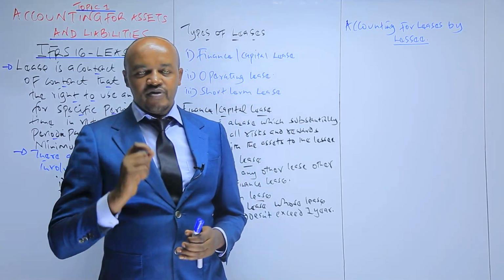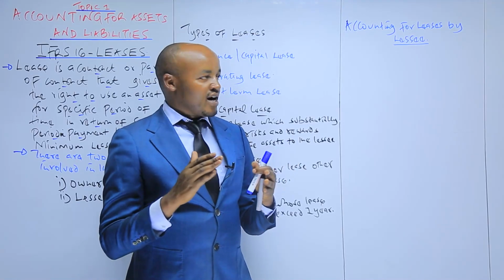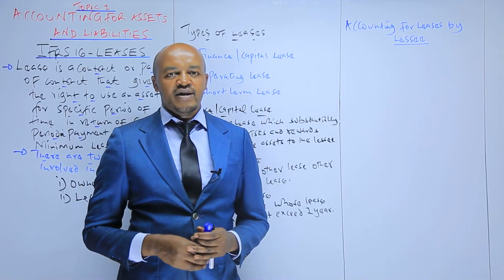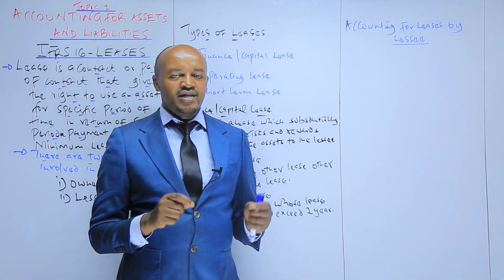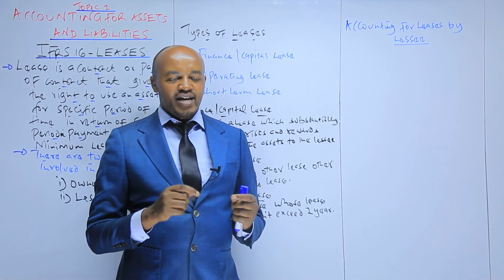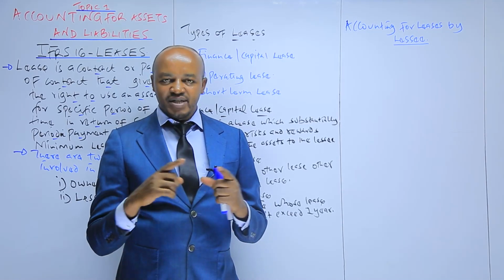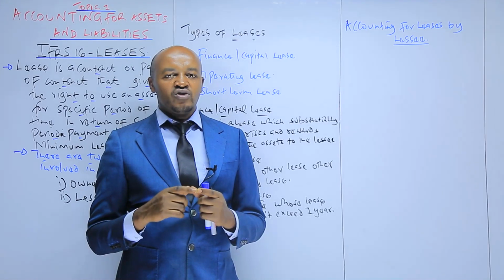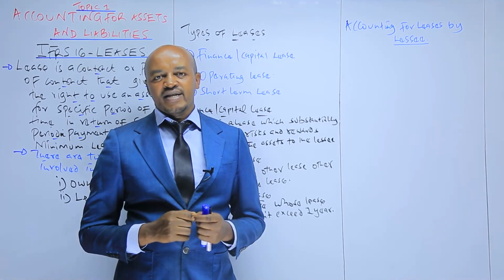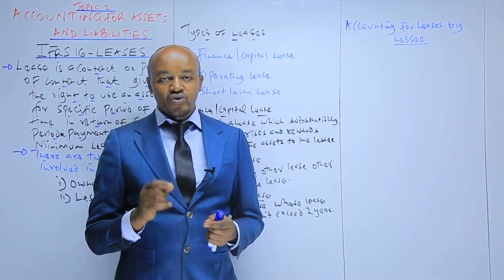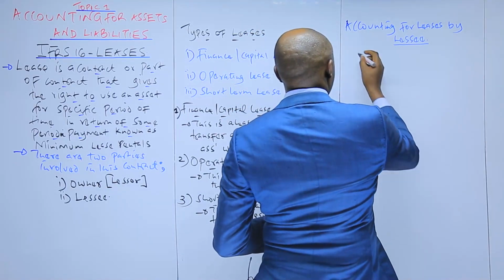Now, one of the important points to note here, as far as accounting for leases by the lessee is concerned, is that the lessee, in accordance with IFRS 16, should not classify the lease as an operating lease or a finance lease. So basically what that means is that classification of the lease as an operating or finance lease only applies to the owner of the asset. The owner of the asset is who? Is the lessor.